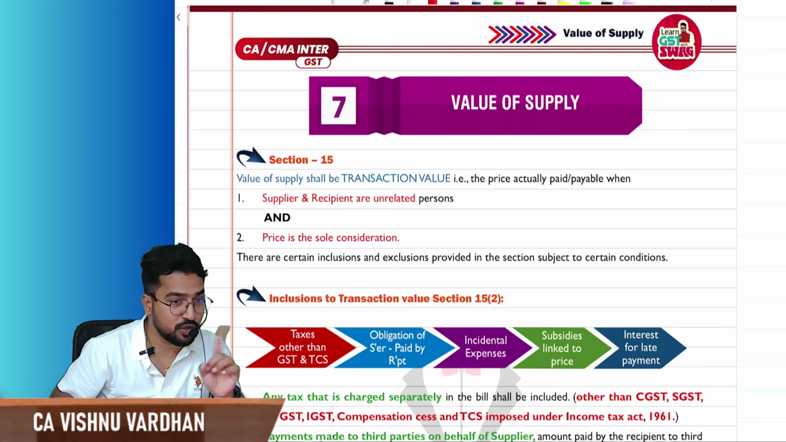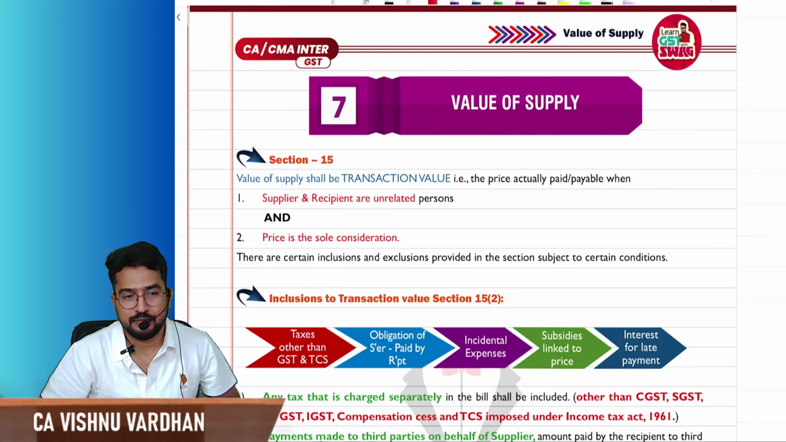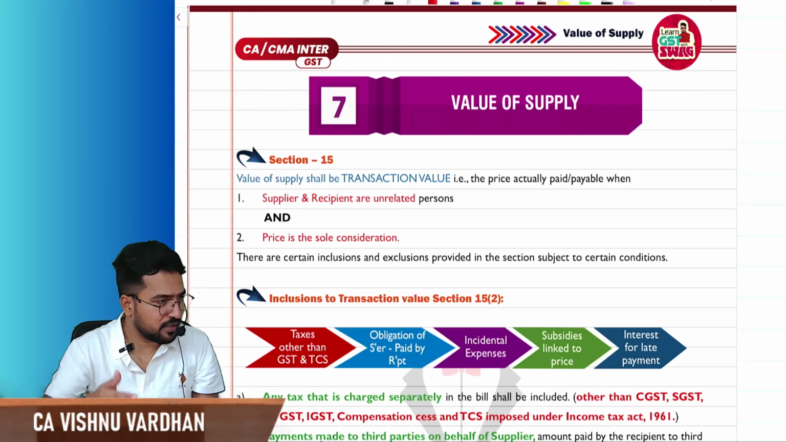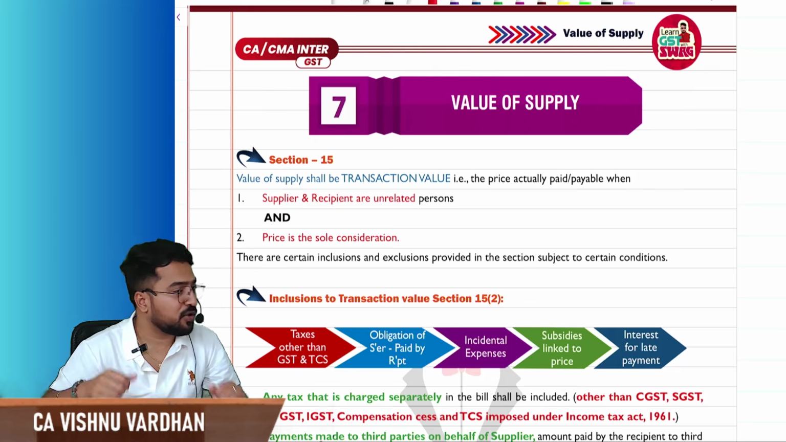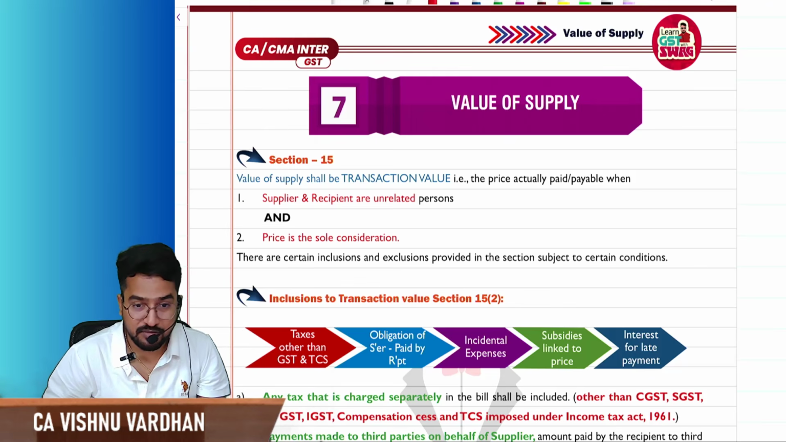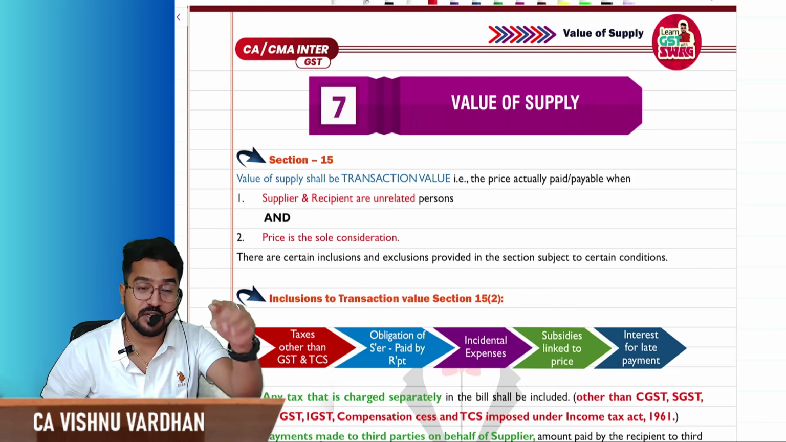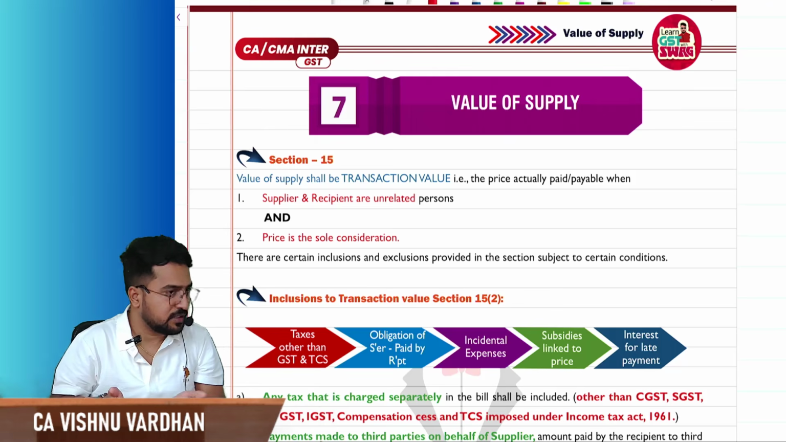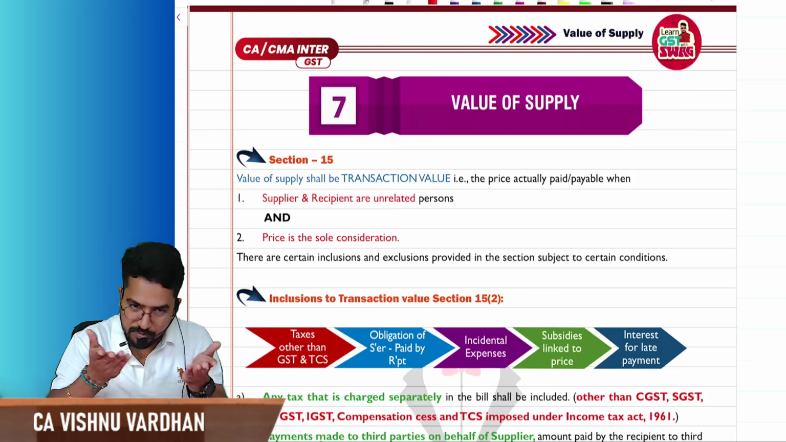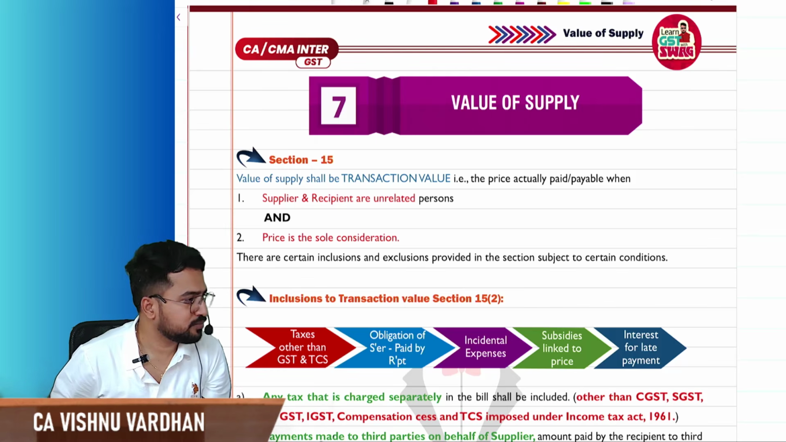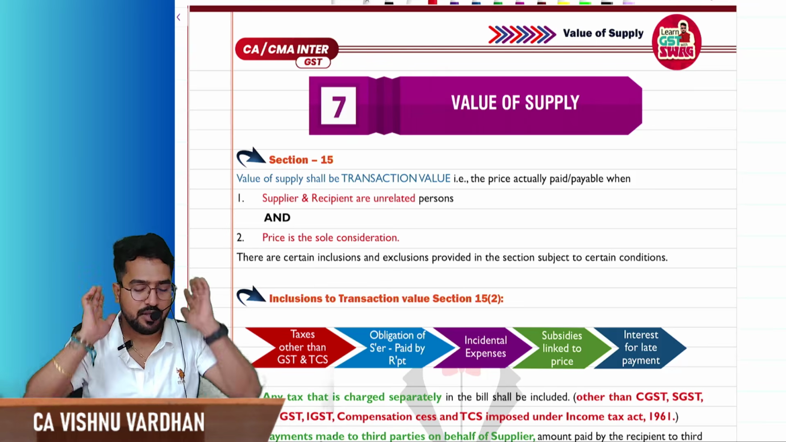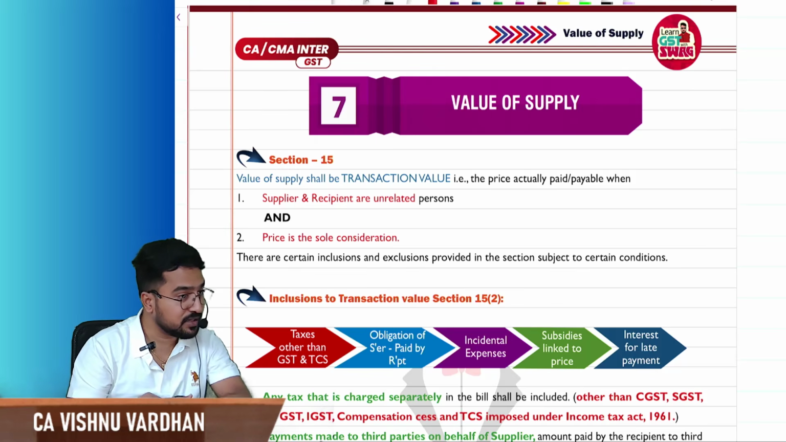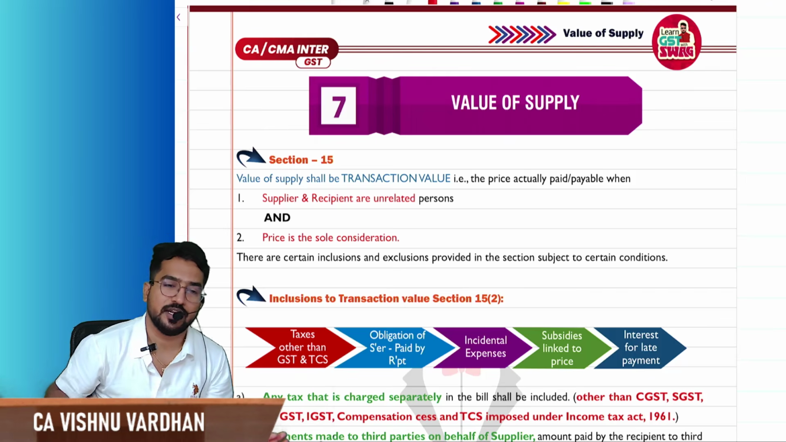Supplier and recipient should not be related. Price should be the sole consideration. So imagine if Alicia and I are related, maybe partners in business or employer. Do you remember the related person meaning we discussed now? 9 points. Related person meaning is given as an explanation below section 15. They have defined it for this purpose, and we are also using it for Schedule 1. Now, if you are not fitting in those 9 points, because if you are a related person, you can manipulate the department, correct? So they will trust you if you are not a related person.